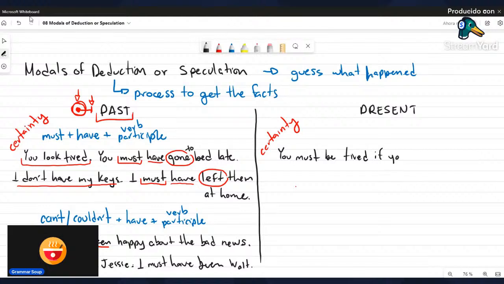If you only slept, oops, slept. I just made a mistake there. It was with P. Slept only 2 hours. There you go. Okay, so as you can see, you must be tired if you only slept 2 hours. So that's not enough, right?